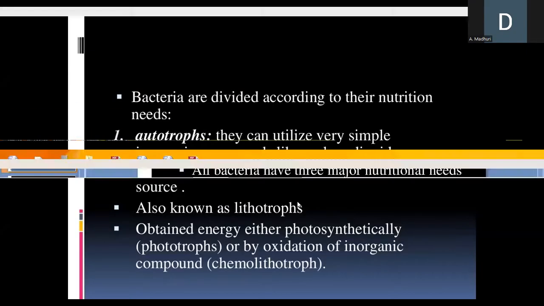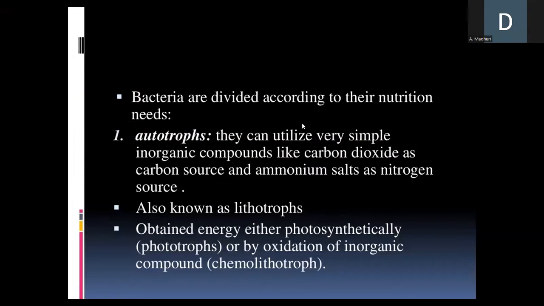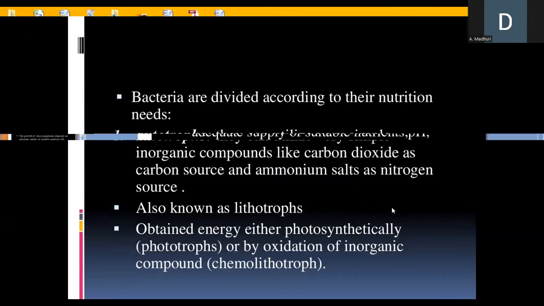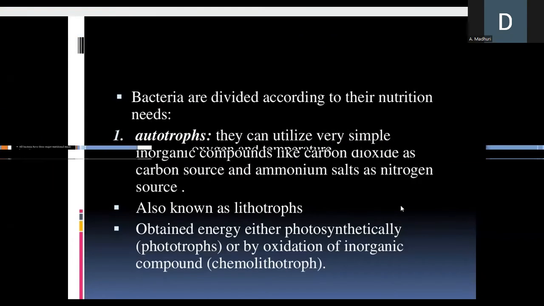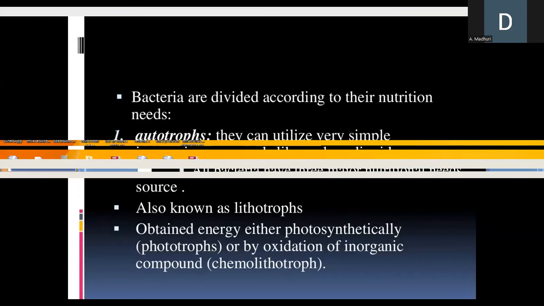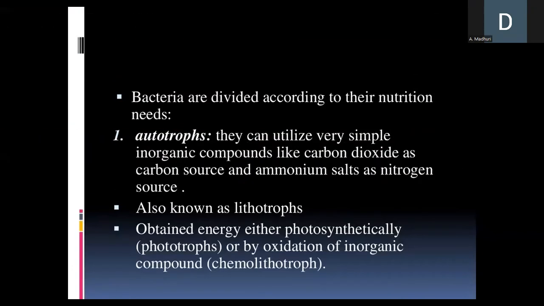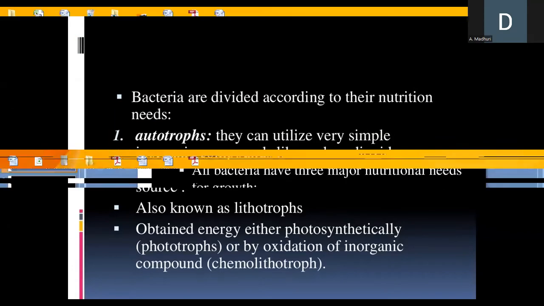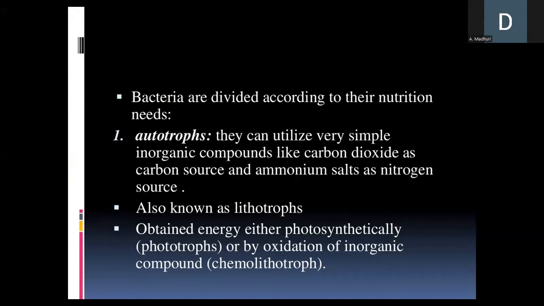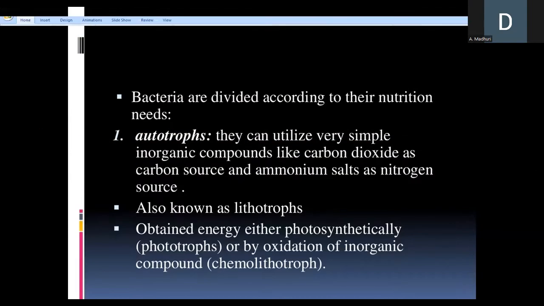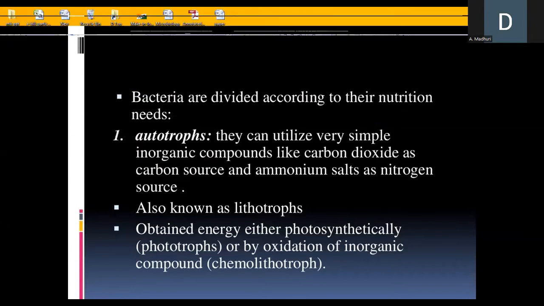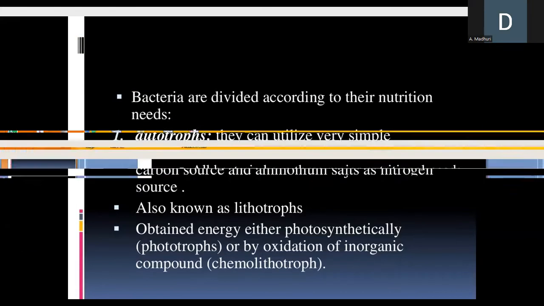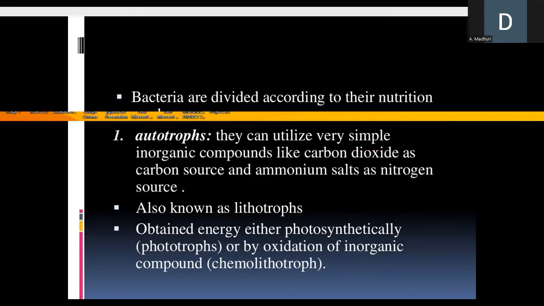that based on the nutrition, the cells are of different types. The microorganisms are of different types. Okay. So what are the different types? One is autotroph. Auto means self. Trophy means nutrition. Means the cells which can prepare their food material on their own are called as autotrophs. Okay. Autotrophs means these are the bacteria or the microorganisms which can prepare their own food.